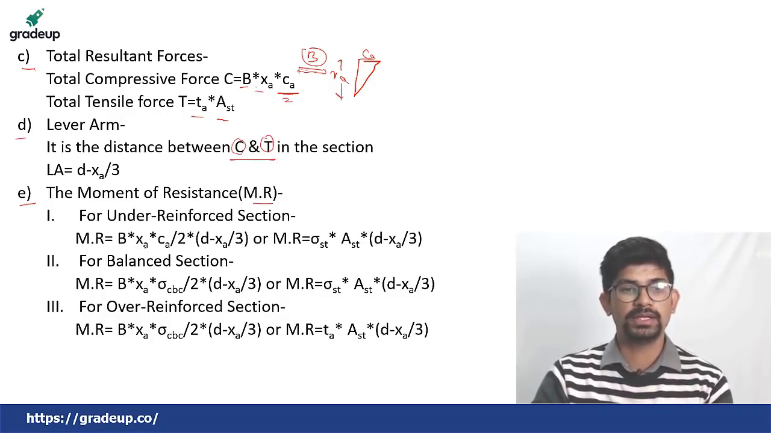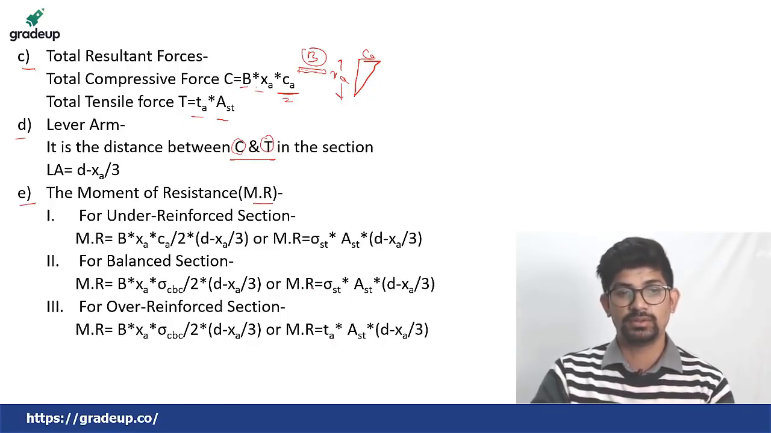Now MR for the balanced section is B into XA into CA by 2 into (D minus XA by 3), or sigma ST into AST into (D minus XA by 3). For a balanced section, MR is B into XA into sigma CBC by 2 into (D minus XA by 3), or from the tension side, MR is equal to sigma ST into AST into (D minus XA by 3). Similarly for an over reinforced section, the moment of resistance is B into XA into sigma CBC by 2 into (D minus XA by 3), or MR is equal to TA into AST into (D minus XA by 3) from the tension side.